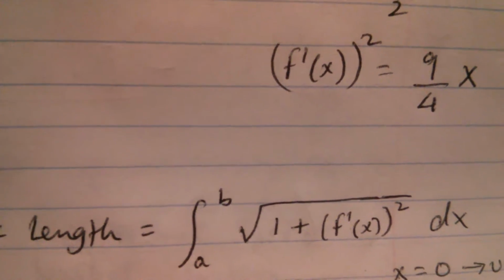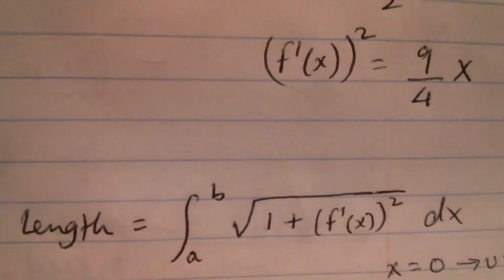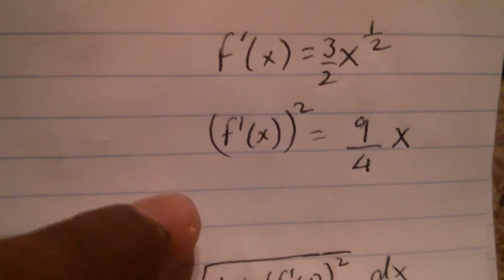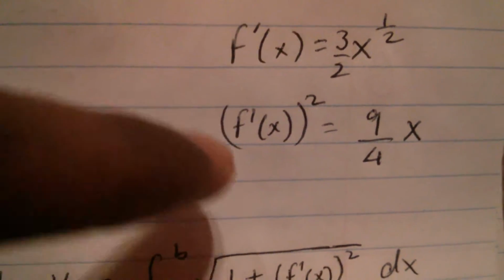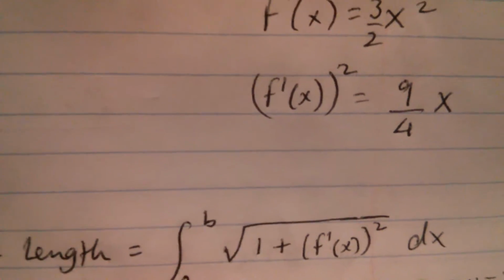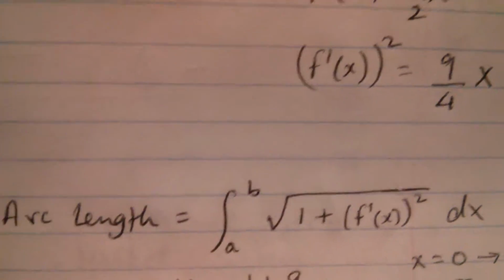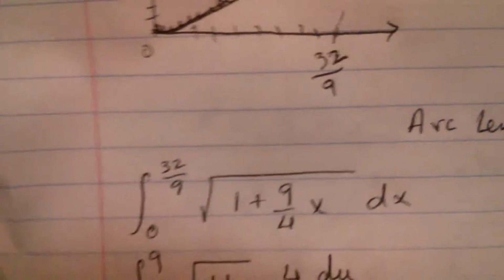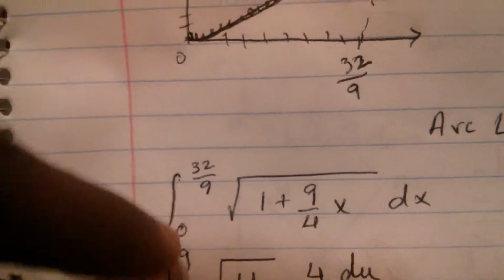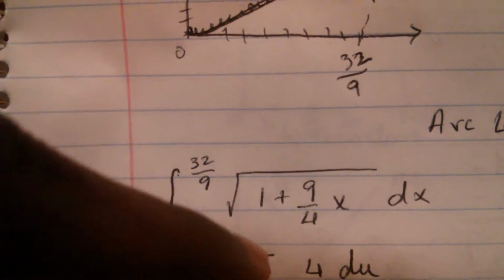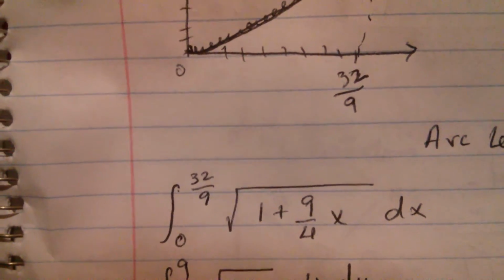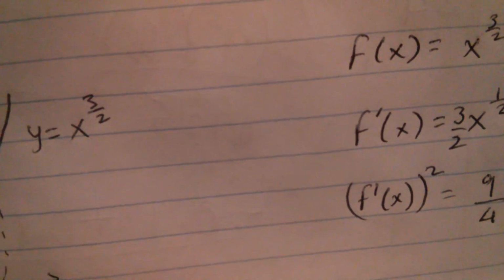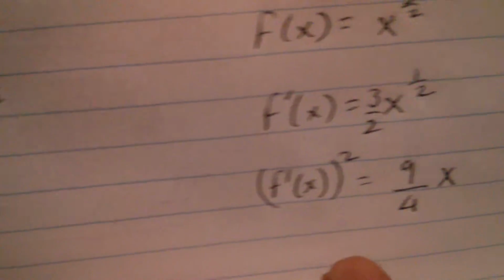Now, we know the arc length formula is the integral from a to b of the square root of 1 plus f prime of x squared dx. That's why we squared the derivative of f of x, because we know it's going to show up in the formula. So our interval is 0 to 32 over 9 and the square root of 1 plus 9/4 x dx, because that's what f prime of x squared is right here.